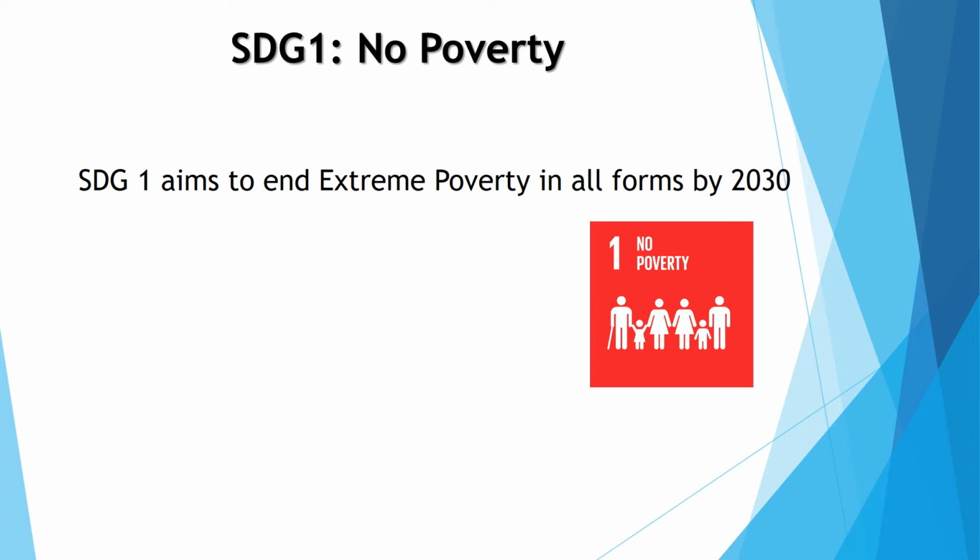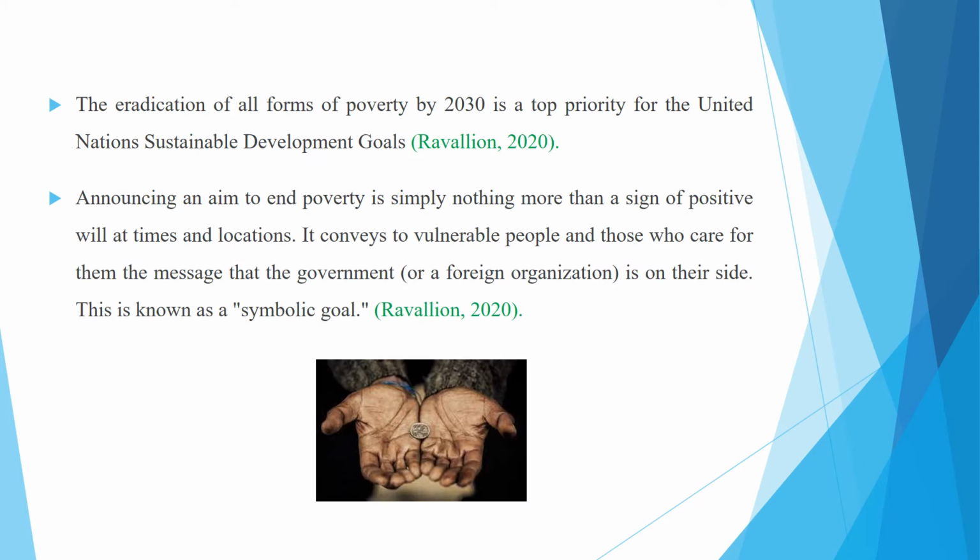Sustainable Development Goal number 1 is no poverty. It aims to end extreme poverty in all forms by 2030. The eradication of all forms of poverty by 2030 is a top priority for the United Nations Sustainable Development Goals. Announcing an aim to end poverty is at times simply a sign of positive will. It conveys to vulnerable people and those who care for them the message that the government or a foreign organization is on their side. This is known as a symbolic goal.